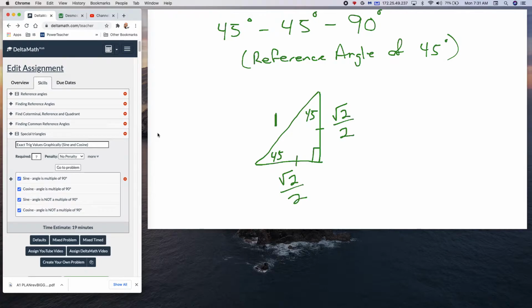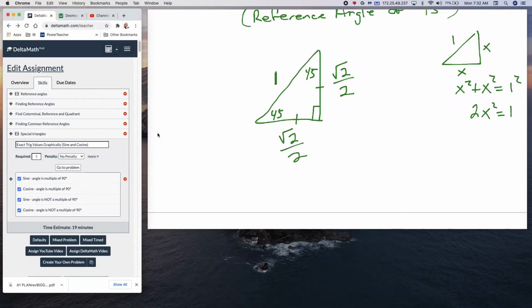If you want to know why that is, you could use the Pythagorean theorem. Take a triangle like this, make the hypotenuse 1, and make the other two sides x and x. You could solve x squared plus x squared equals 1 squared, so 2x squared equals 1. Then continue to solve that, and you'll end up with those values. That's an important piece.